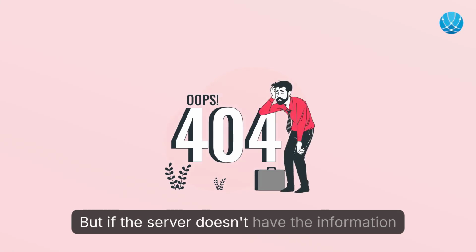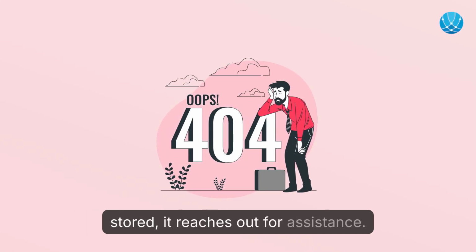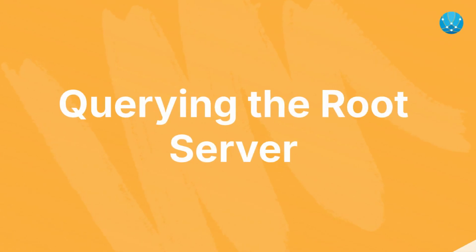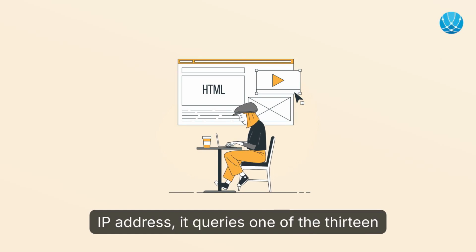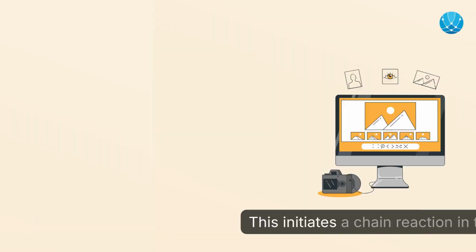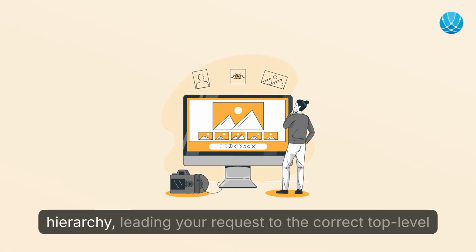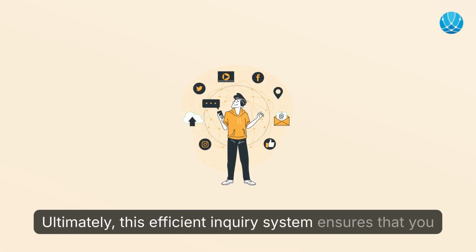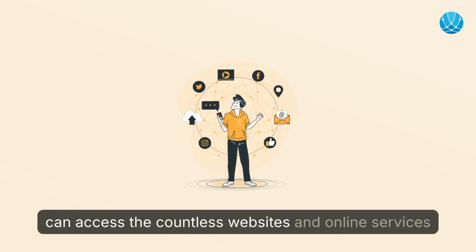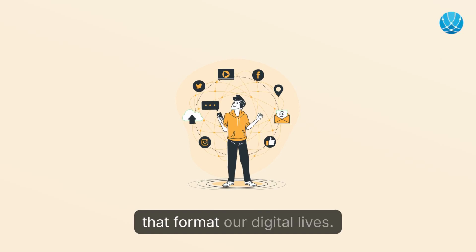But if the server doesn't have the information stored, it reaches out for assistance. Querying the root server. In situations where the DNS server lacks the IP address, it queries one of the 13 root servers. This initiates a chain reaction in the DNS hierarchy, leading your request to the correct top-level domain server. Ultimately, this efficient inquiry system ensures that you can access the countless websites and online services that form our digital lives.